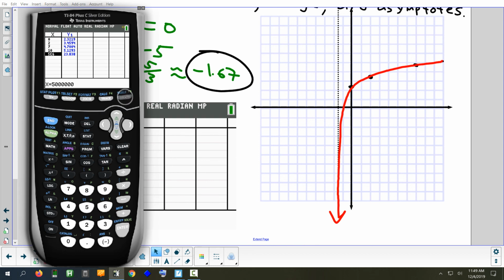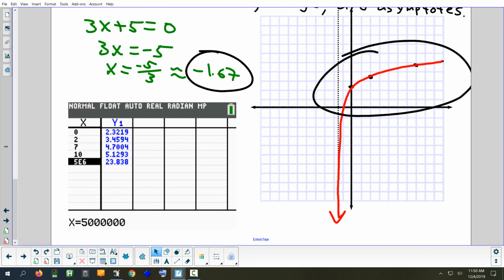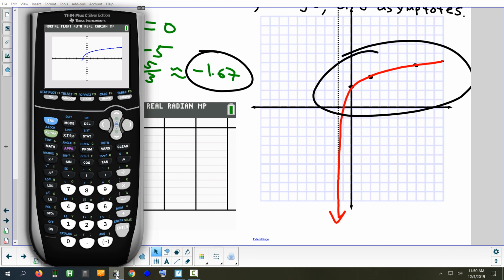You can always double check it on the calculator, but remember the calculator is going to have trouble with it. So the calculator is really only sketching this part right here. It shouldn't look like that. It should go down further. Very steep. Okay, so any questions on the graph?